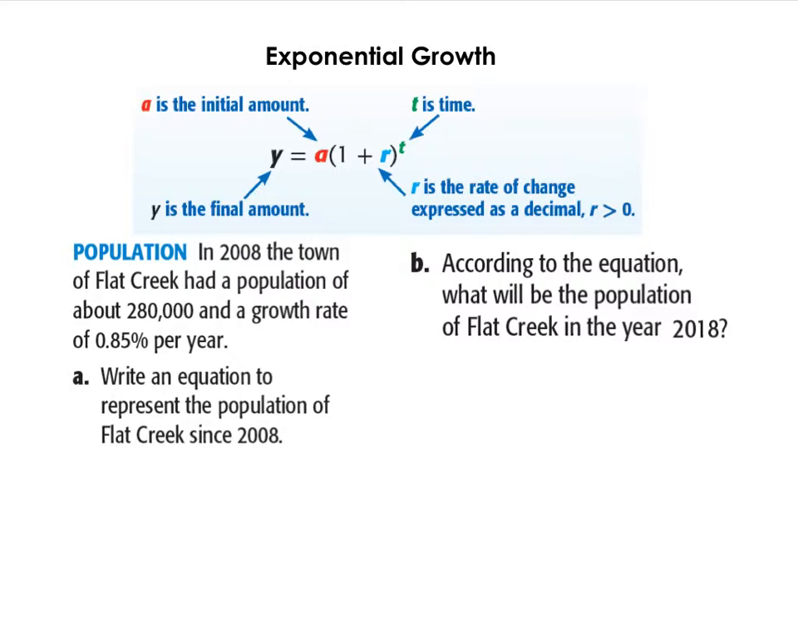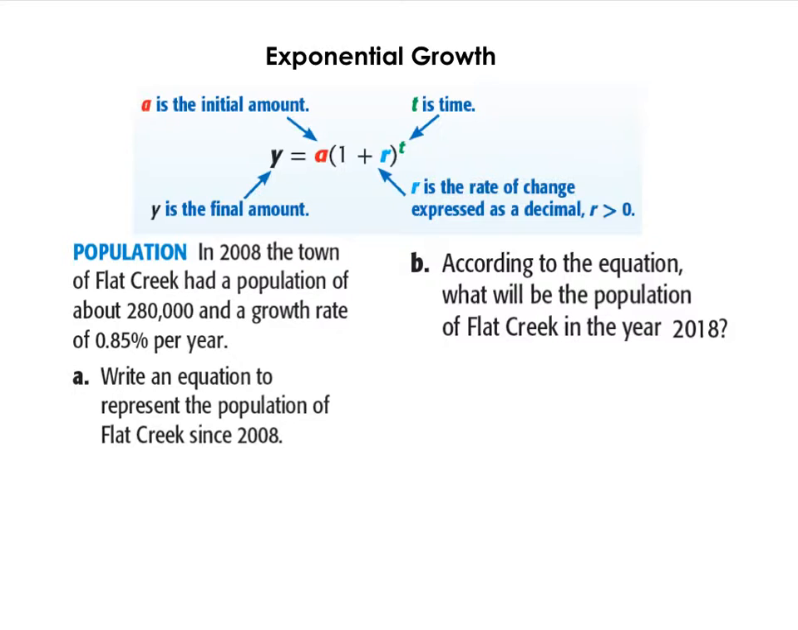The formula for exponential growth is y equals a times the quantity 1 plus r to the power of t. Here, y equals the final amount, a represents the initial amount, r is the rate of change expressed as a decimal, and t is time. Let's take a look at the first question.